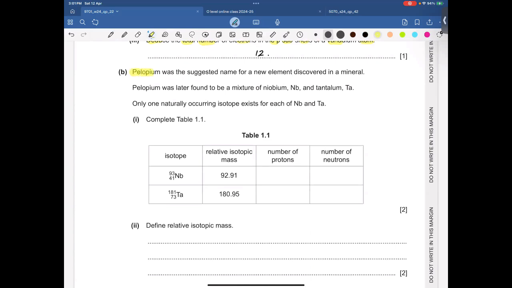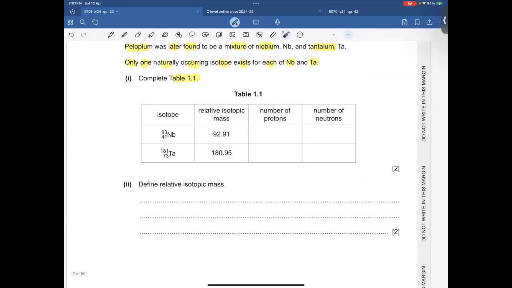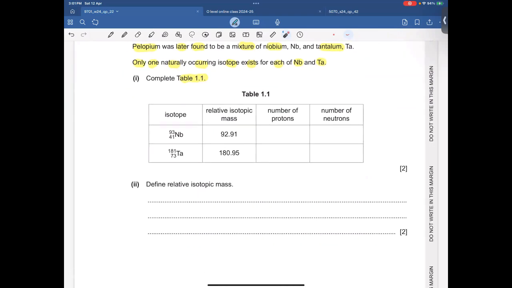Next part. Pelopium was the suggested name for the new element discovered in a mineral. Pelopium was later found to be a mixture of niobium and tantalum. Only one naturally occurring isotope exists for each of niobium and tantalum. Complete table 1.1. Guys, when you read the question, make sure which table the examiner is talking about. You have to apply the data of the table he mentions. All right, so read the questions very carefully in this scenario.